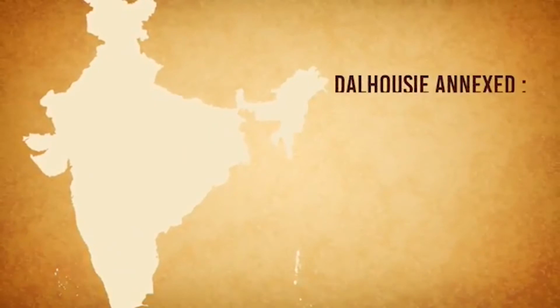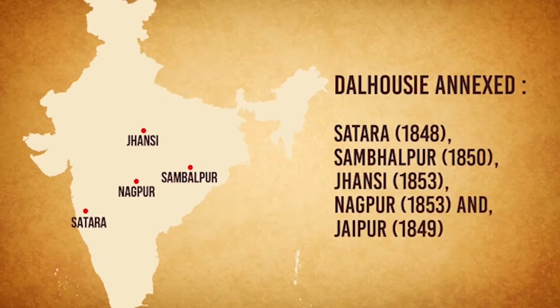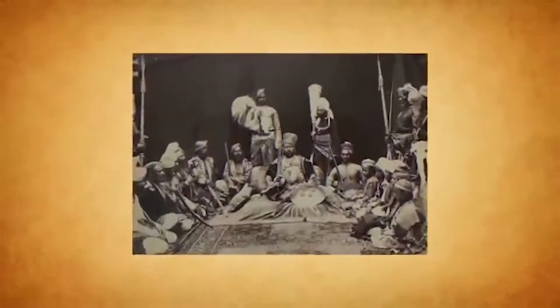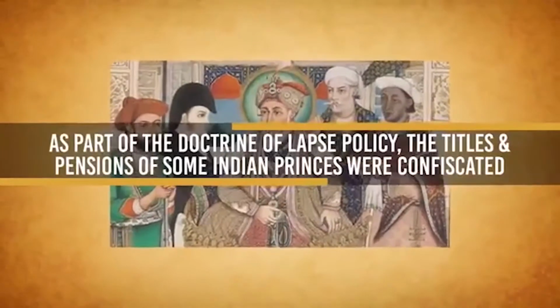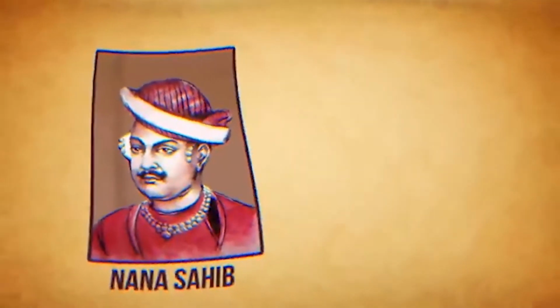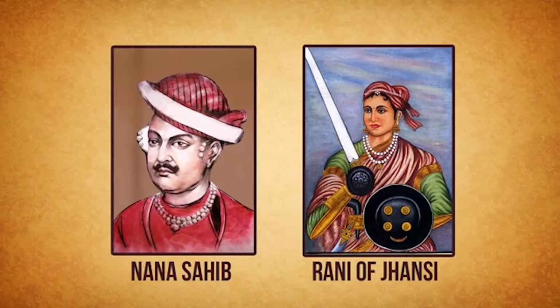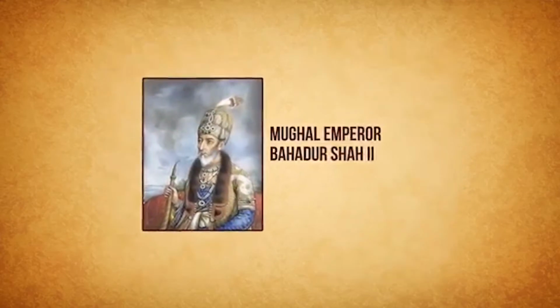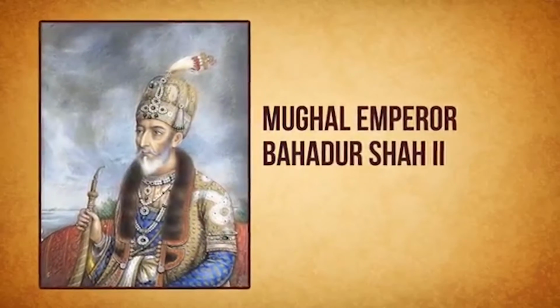In the course of 8 years, Dalhousie annexed Satara, Sambalpur, Jhansi, Nagpur, Jaipur. This policy enraged the Indian rulers against the British government. As part of the doctrine of lapse policy, the titles and pensions of some Indian princes were confiscated. The pension of Baji Rao II's son Nana Sahib was discontinued after his father's death, and the Rani of Jhansi had been deprived of her right to rule in violation of the recognized Hindu law. Dalhousie further proposed to abolish the title of the Mughal emperor after the death of Bahadur Shah II.